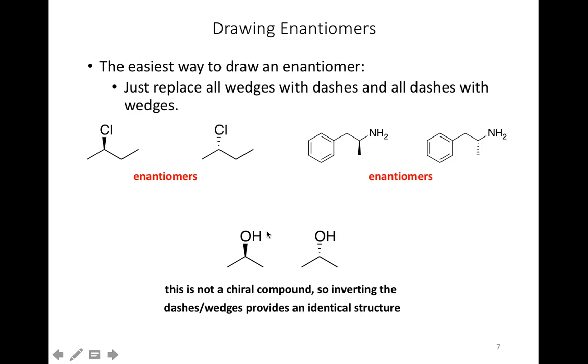Now, one key point, if I have this molecule, inverting wedges and dashes doesn't create a new molecule like it does in chiral compounds, because this carbon is not a chiral center. It's got two methyl groups, so these are in fact identical molecules. It's only when we have chiral molecules that have chiral centers that we have enantiomers, where the mirror images are different from the original molecule.